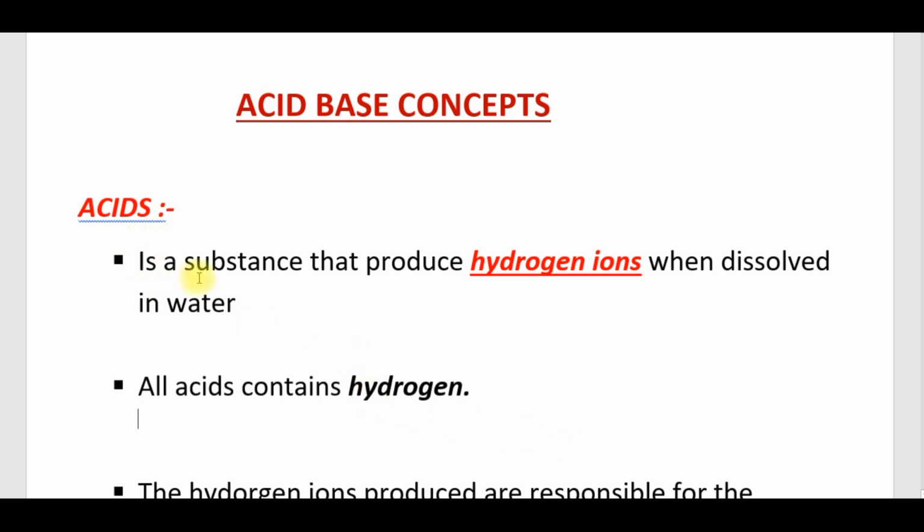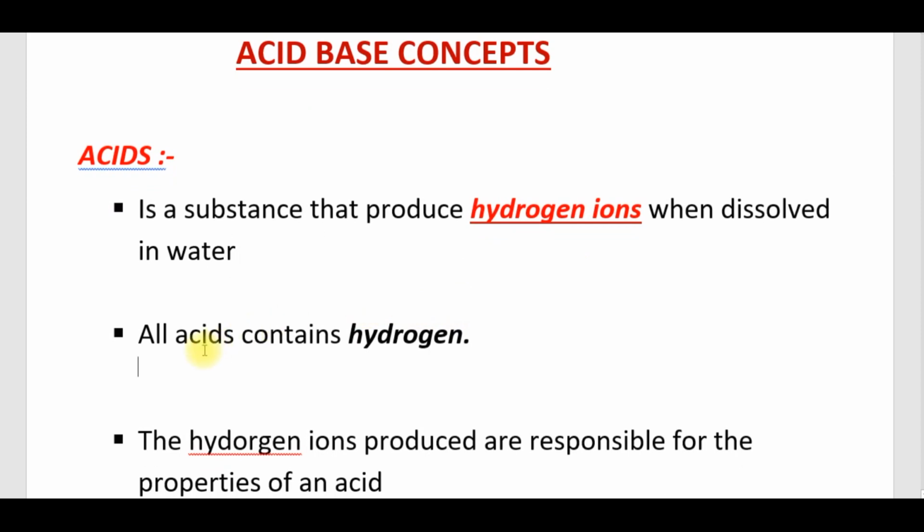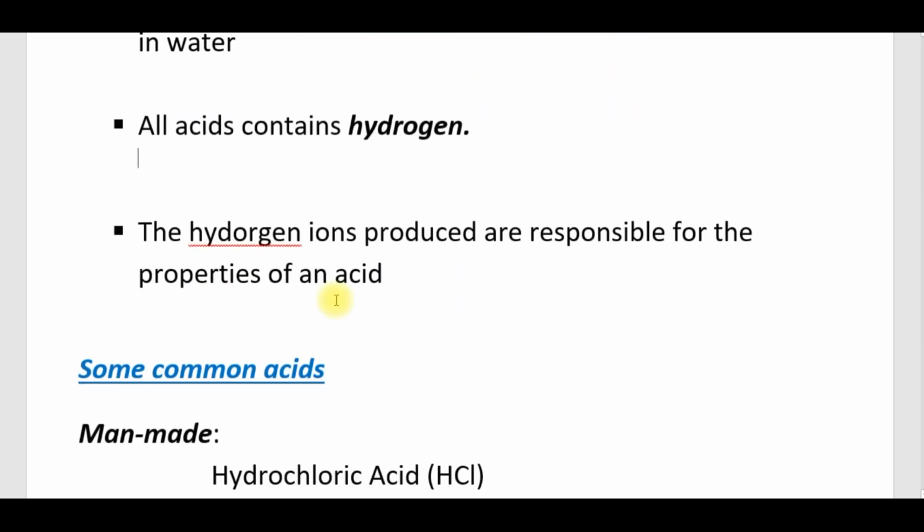We know that an acid is a substance that actually produces hydrogen ions when it dissolves in water. That means all acids contain hydrogen, and the hydrogen ions produced are responsible for the properties of an acid.